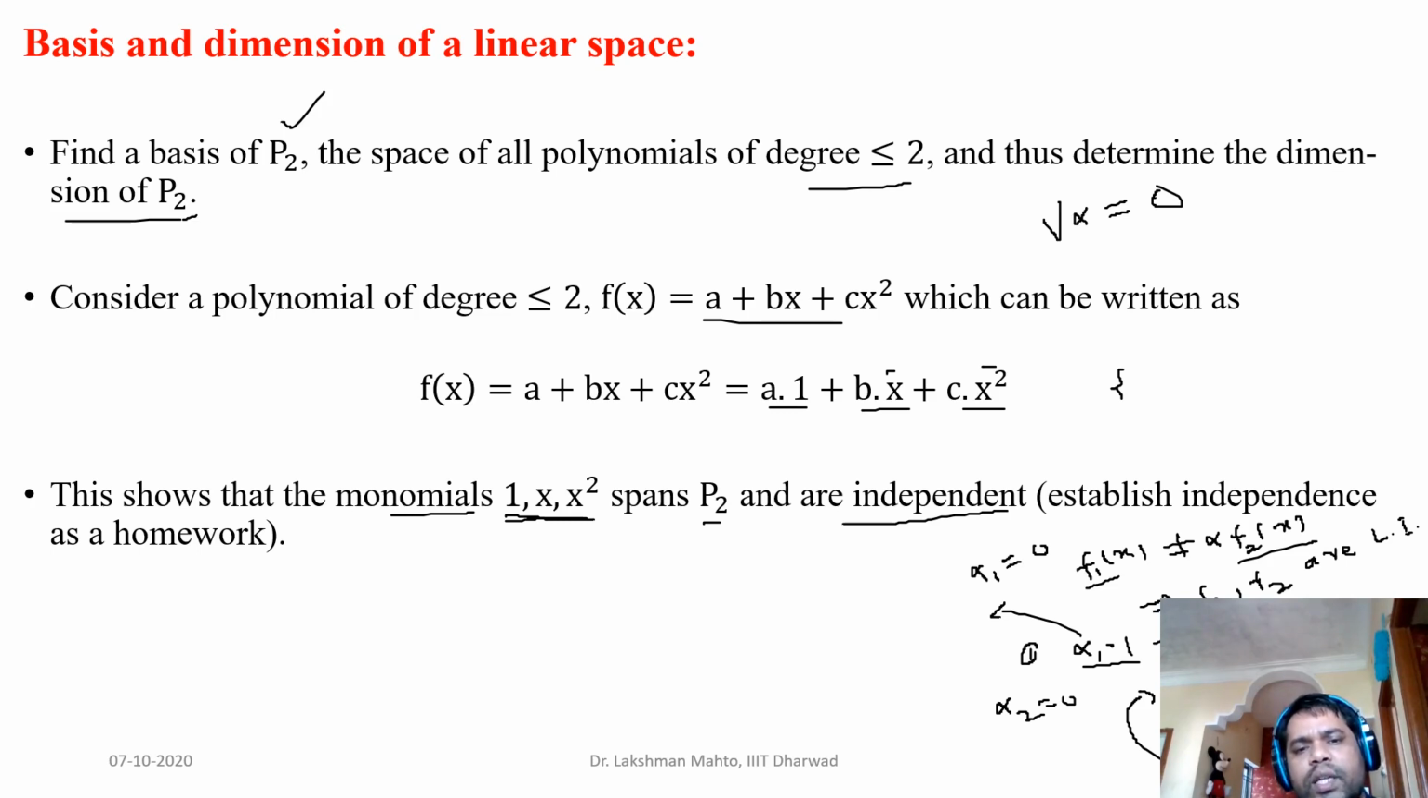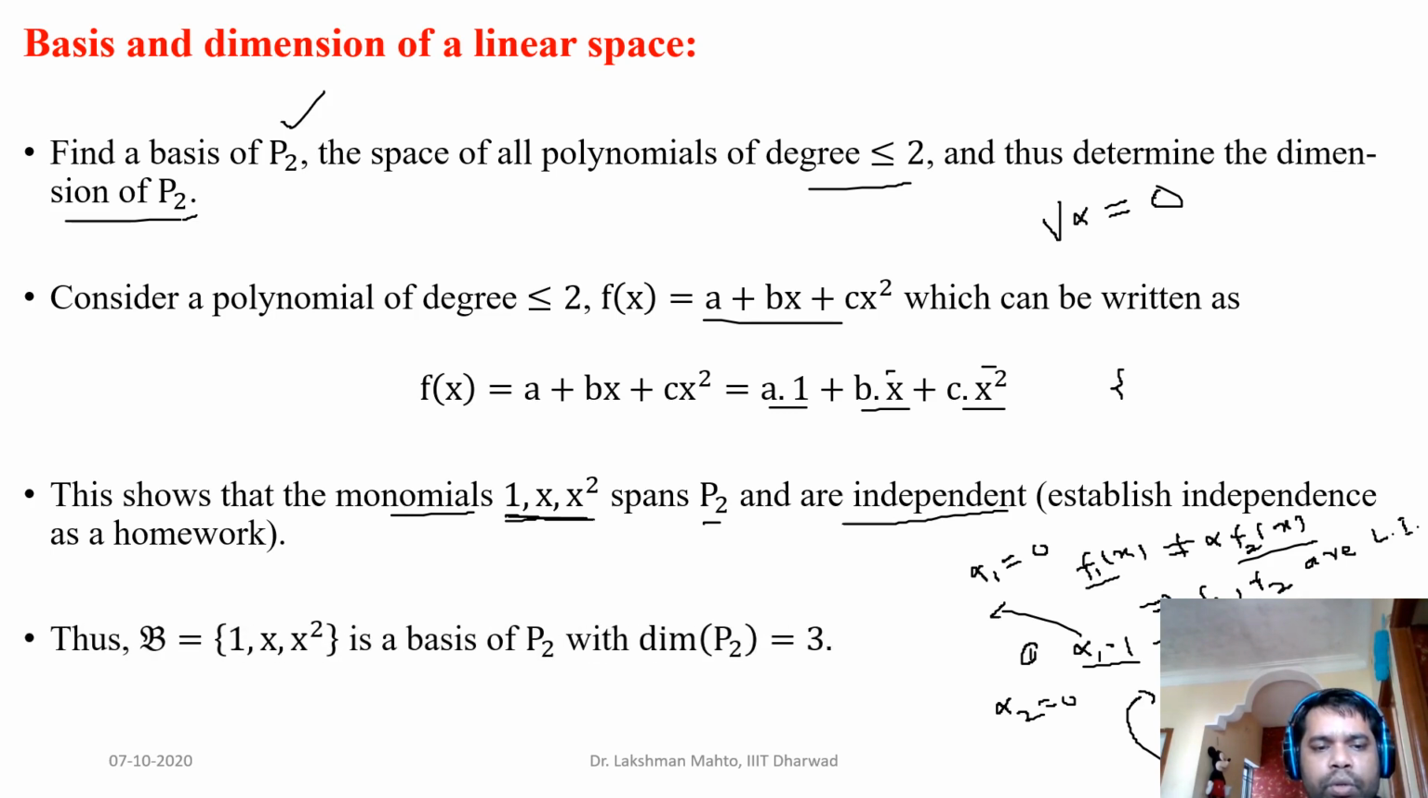Also, we had already seen that any polynomial of degree up to 2 can be written as a linear combination of these three monomials, and these three are also linearly independent. So we can say that these three form a basis of P2, the polynomials up to degree 2. The basis has first basis polynomial 1, second x, and third x square. It forms a basis of P2.